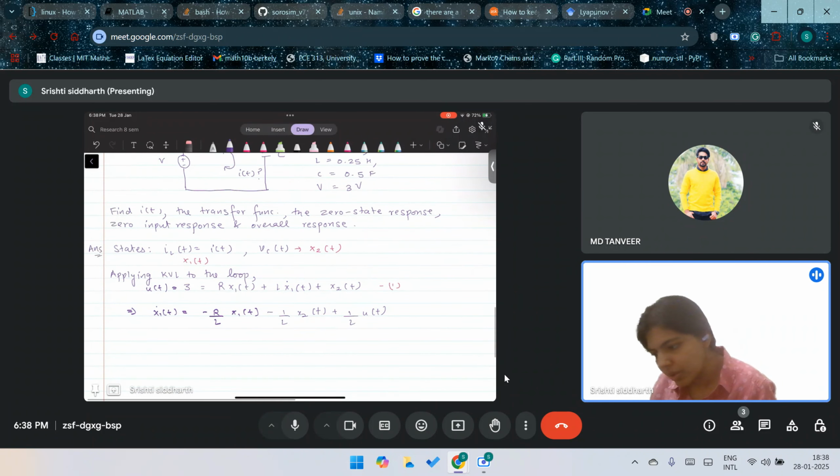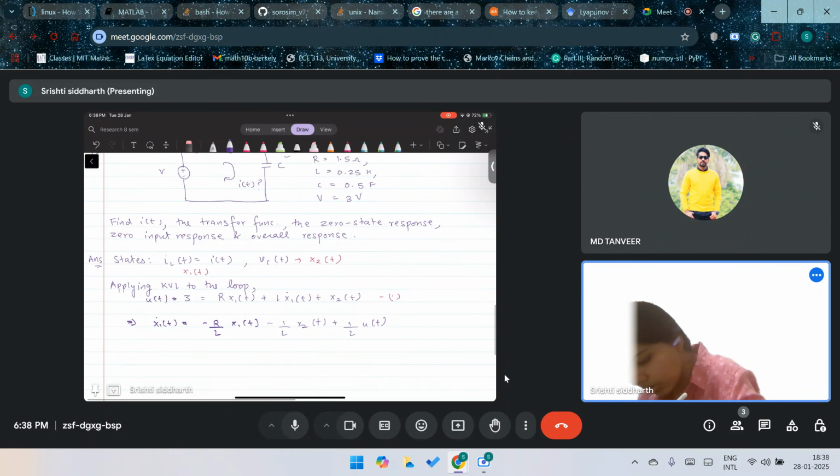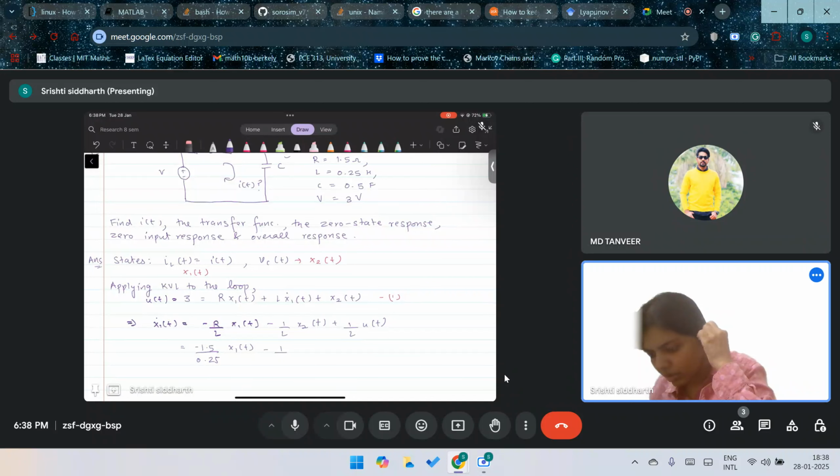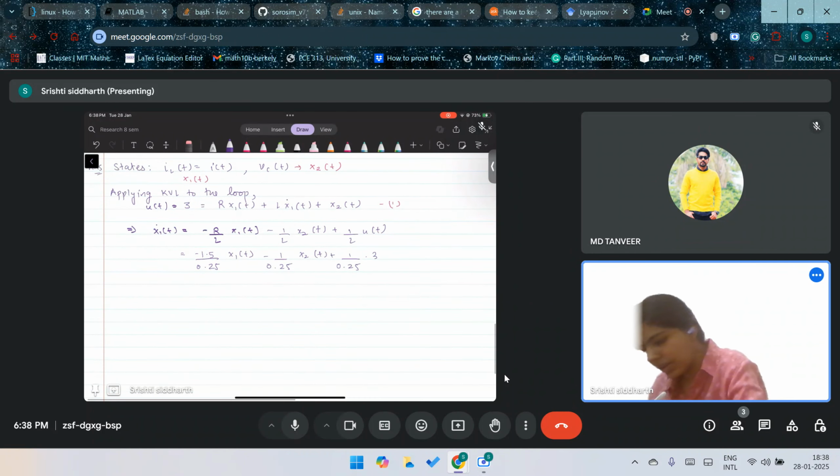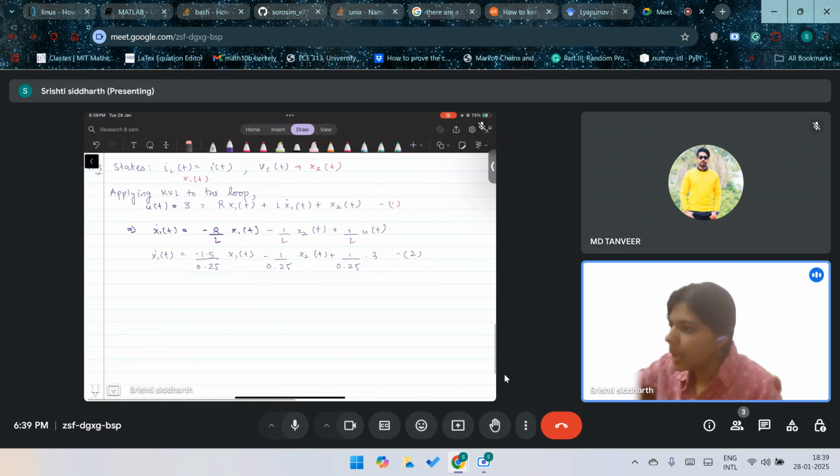Okay, and let's just substitute the values for the elements. So minus 6 x1, minus 4 x2, and plus 1 by 0.25 times 3 volts. Okay, so this is the first differential equation for the first state.